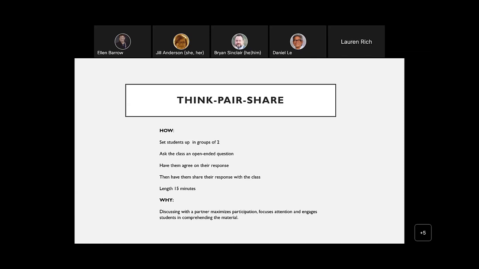And what this does is that by discussing the question with a partner, it maximizes participation, focuses attention, and engages students in comprehending material. Again, that sharing of information, that feedback between the students and the feedback to you, really helps the class flow. It really helps other people thinking about, well, how am I going to do this research? And they've asked me this question, and let's sit down and talk about it. I like the brainstorming aspect of this because they're going to agree on the answer to the question, but they're also going to discuss it.